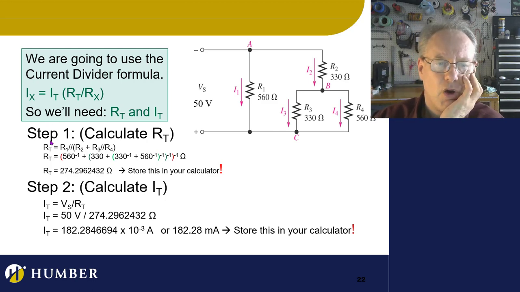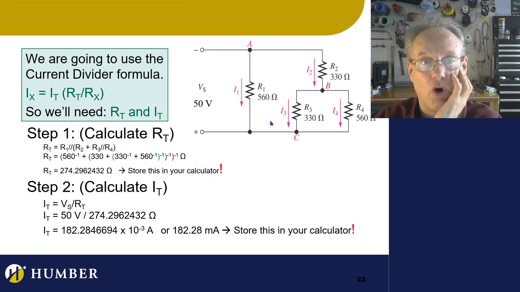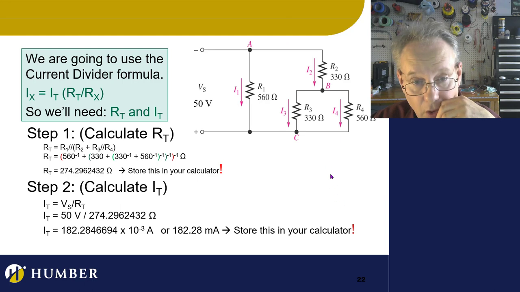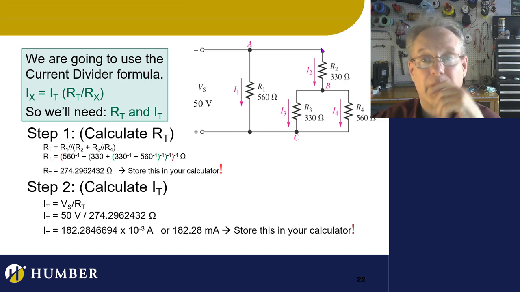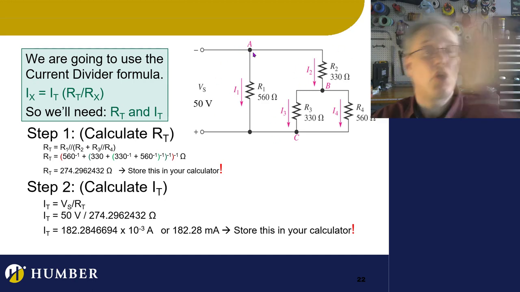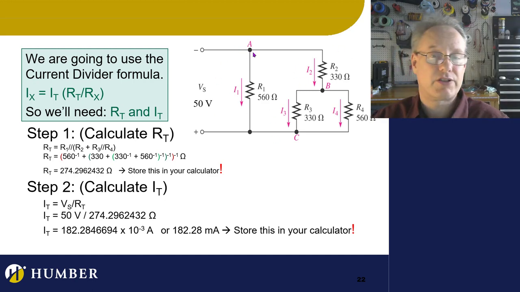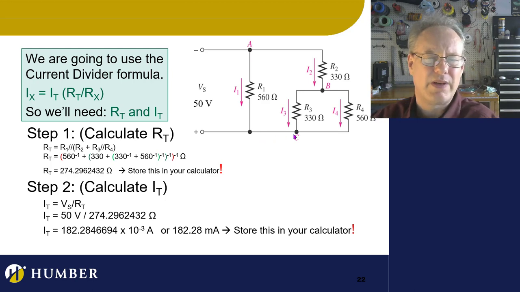So what I want to do is calculate the total resistance of the whole thing. So RT. RT is going to be R1 and then plus all of this in parallel for the total resistance of the entire circuit. And then we're going to look at whether we need to use that.